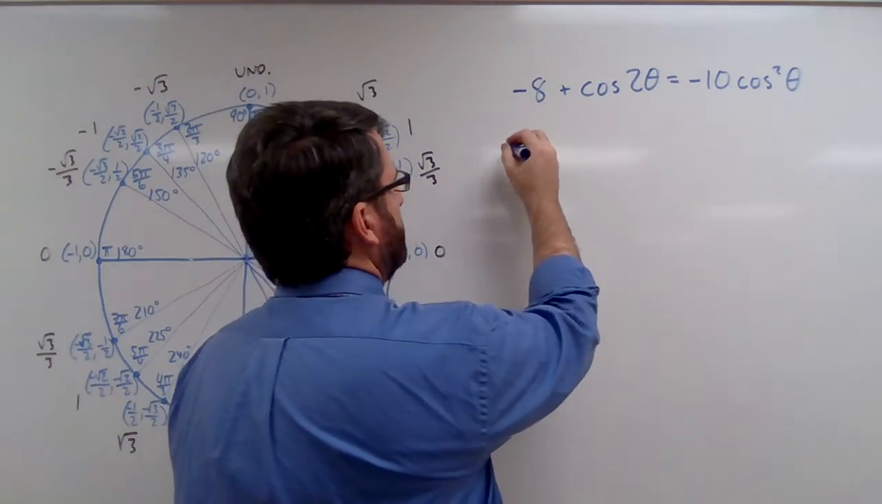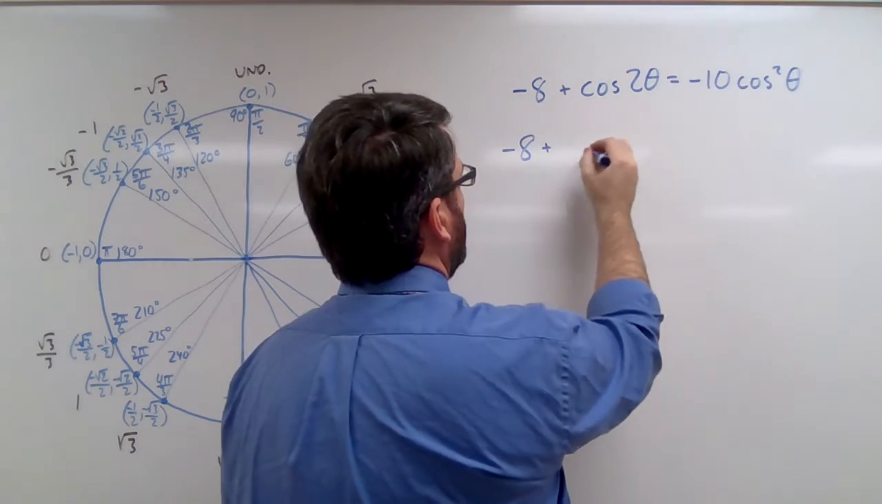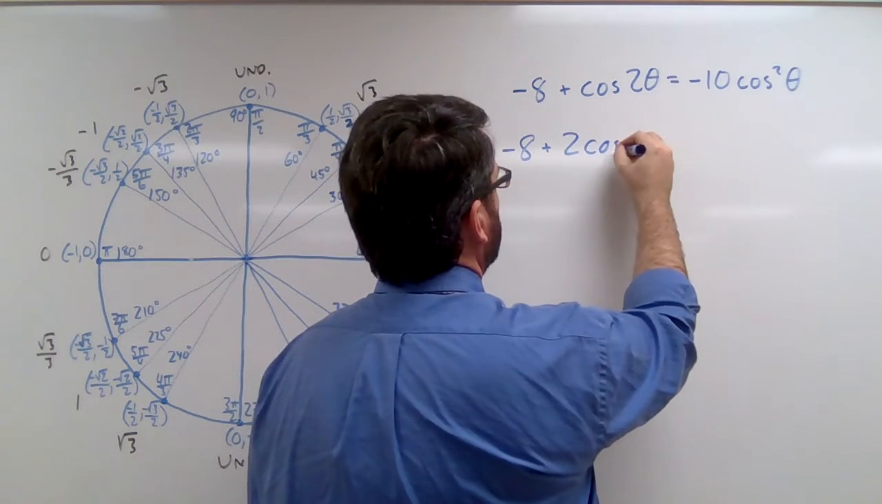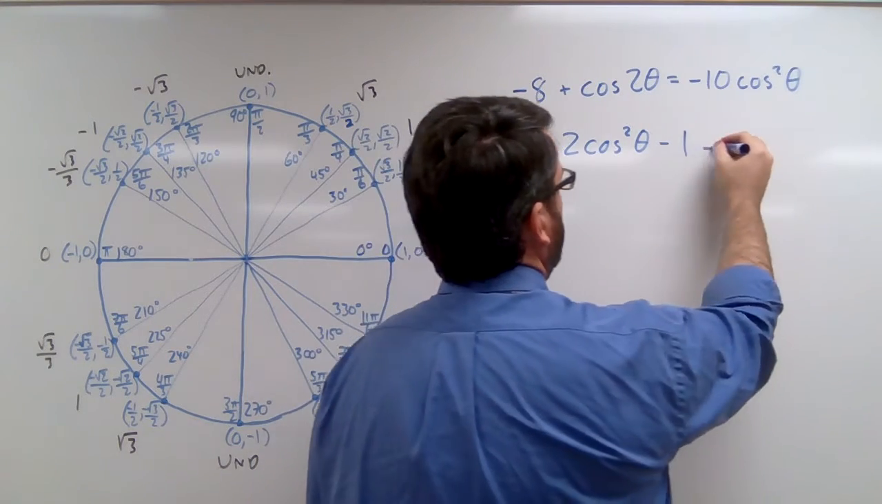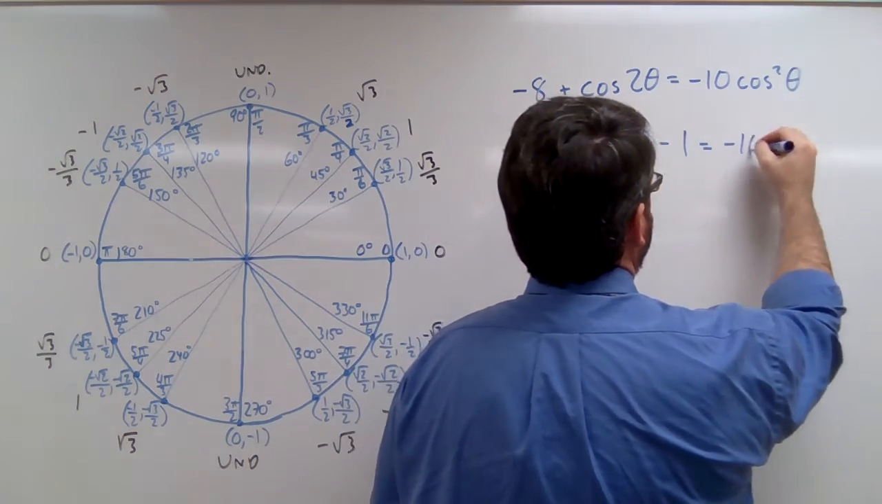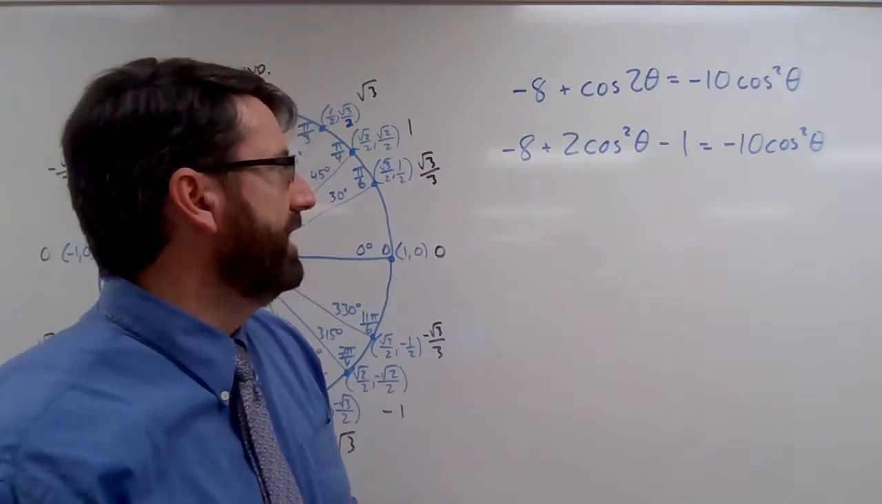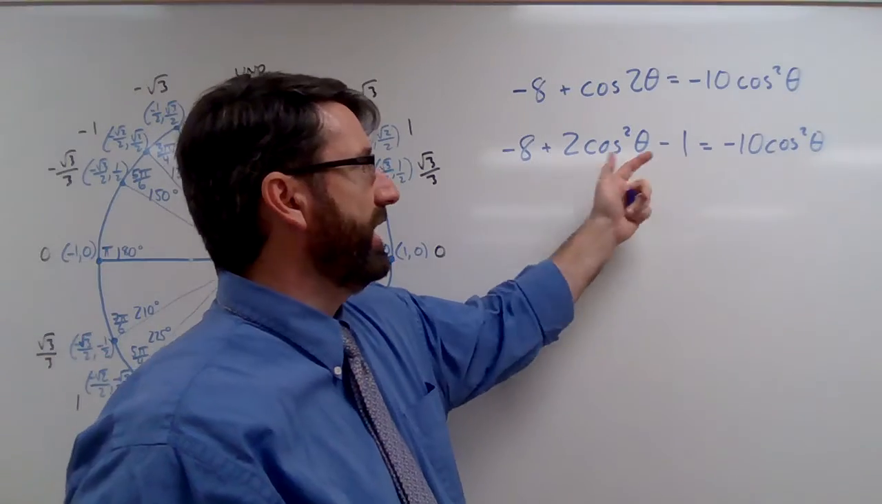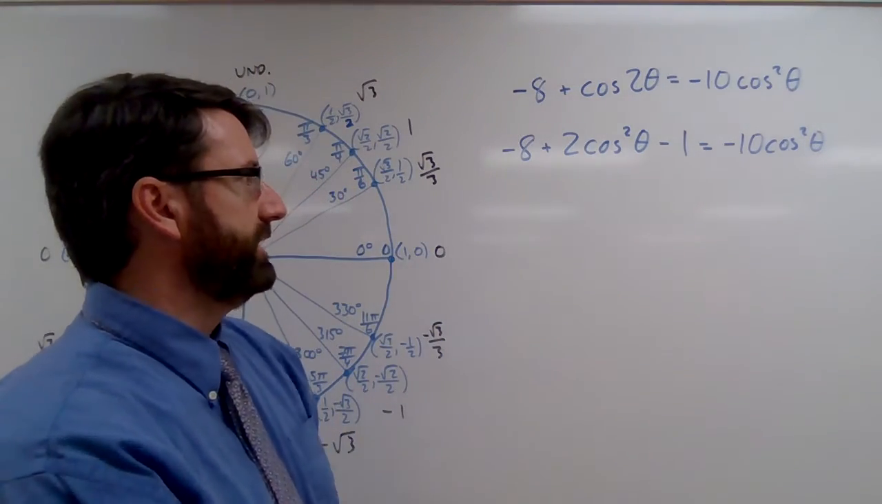So let's replace this cosine of 2 theta with 2 cosine squared theta minus 1. And that's going to be equal to -10 cosine squared theta. All right, now we've got cosine squared. We don't have a cosine that isn't squared.